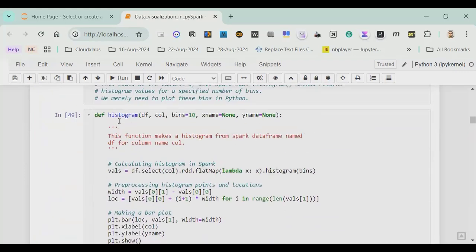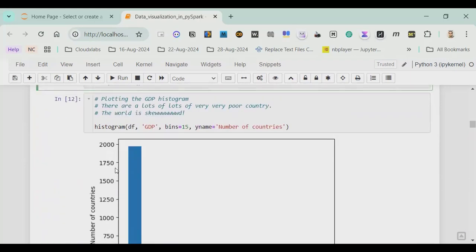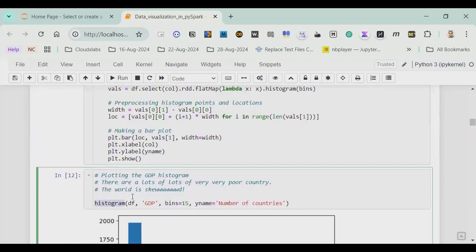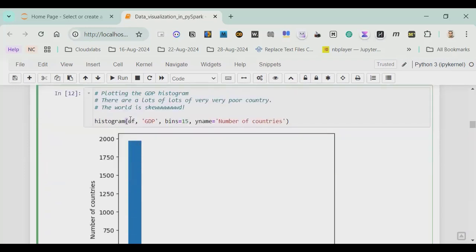Now I'm invoking the same function we created, on the same df data frame, but with the column GDP. I just want to look at my GDP related histogram, like I explained, it could be ages related, or marks related, or prices related.